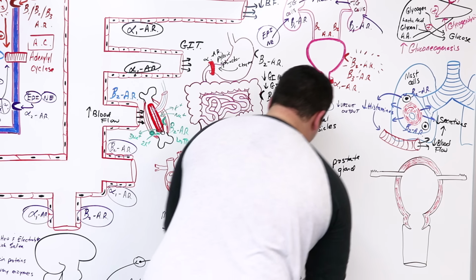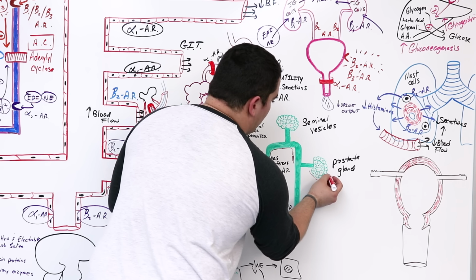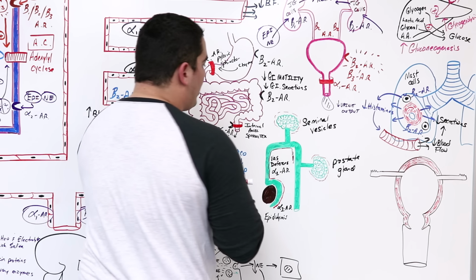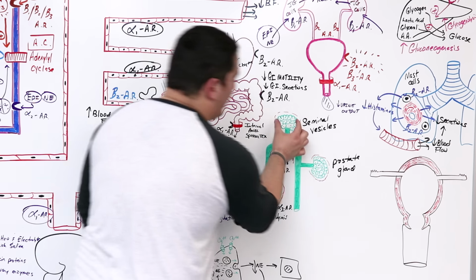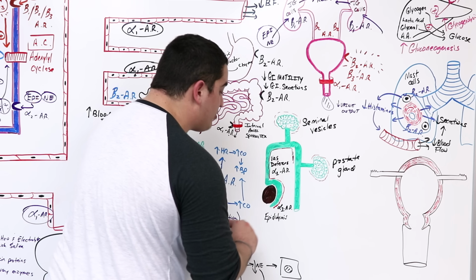Also, there's a little bit of smooth muscle around these actual glands, some different types of myoepithelial cells. And whenever they contract, it helps to squeeze some of the actual seminal fluid into this vas deferens. So now we want to stimulate those puppies.